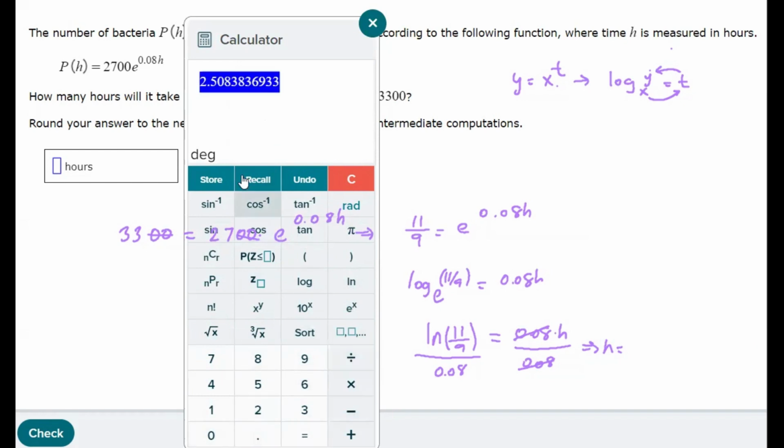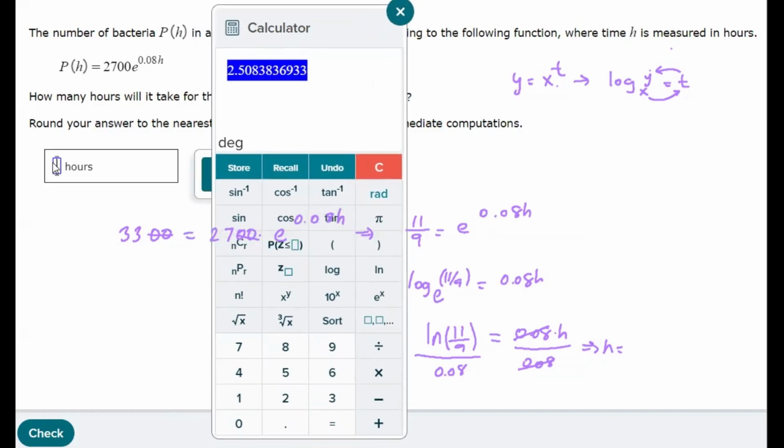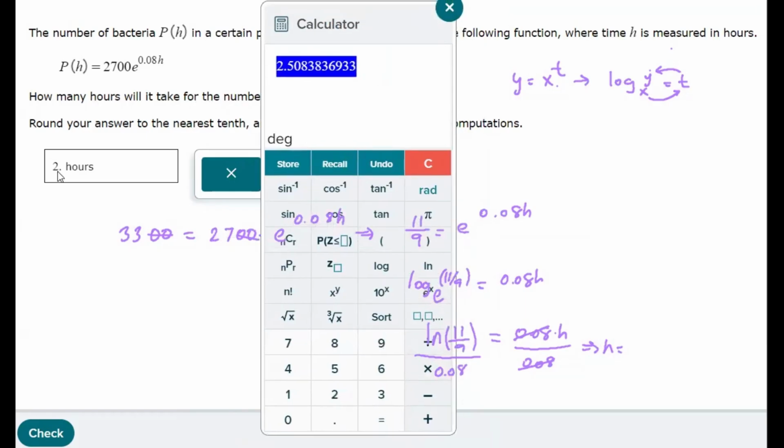And then when you do this, I should be getting the hours, which is 2.5. So it says the nearest 10, so 2.5 looks good.